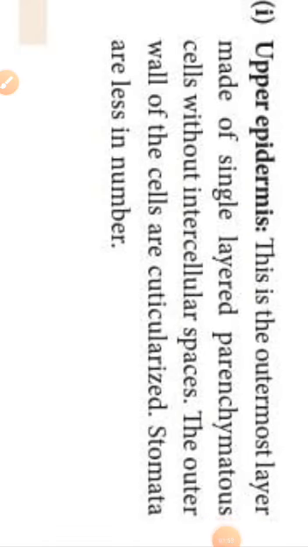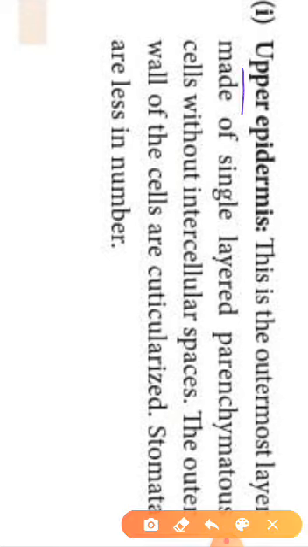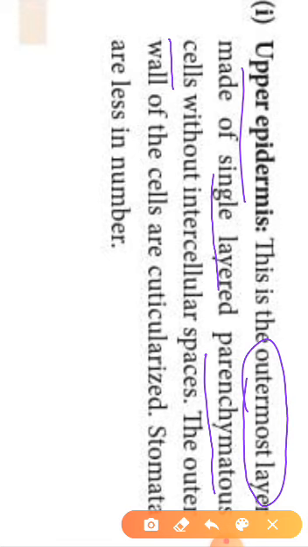upper epidermis. This is the outermost layer made up of single layer parenchymatous cells without intercellular spaces. The outer wall of the cells are cuticularized. Stomata are less in number. Upper epidermis is a single layer of parenchymatous cells and the outermost layer, but without intercellular spaces.